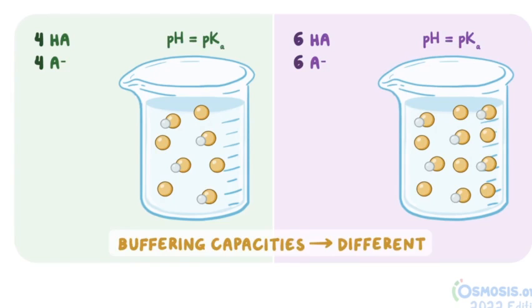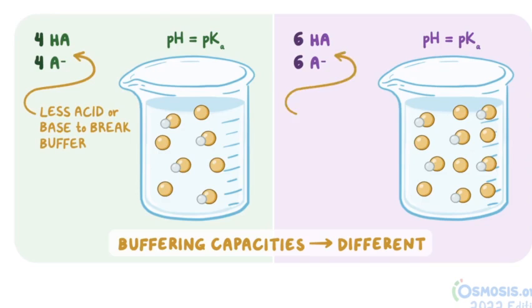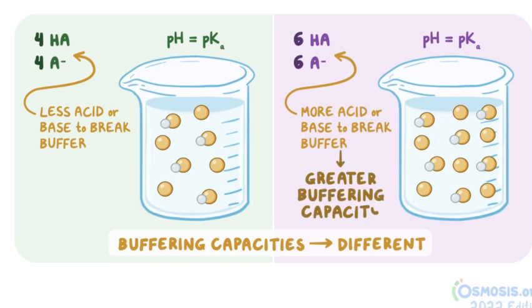Since the buffer on the left has a smaller number of HA and A-, if we added enough acid or base, it would take less acid or base to break this buffer. Since the buffer on the right has a greater number of HA and A-, it would take more acid or base to break this buffer. Therefore, the buffer on the right has the greater buffering capacity.